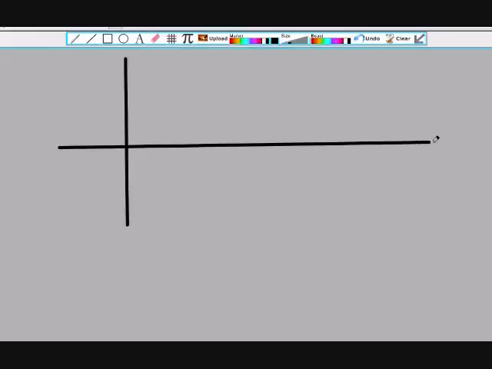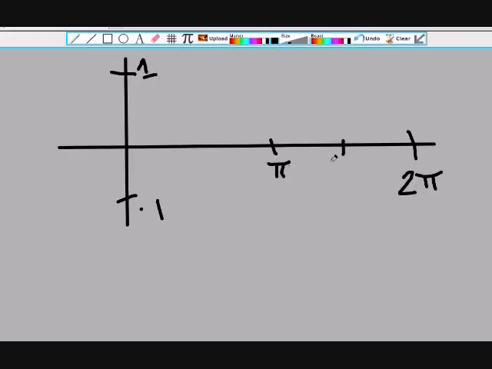Down here we're going to have -1. Down here we're going to have +1. Over here we're going to have 2 times pi. Halfway up the middle we've got pi, 3 pi over 2. Okay, so we've got those values.